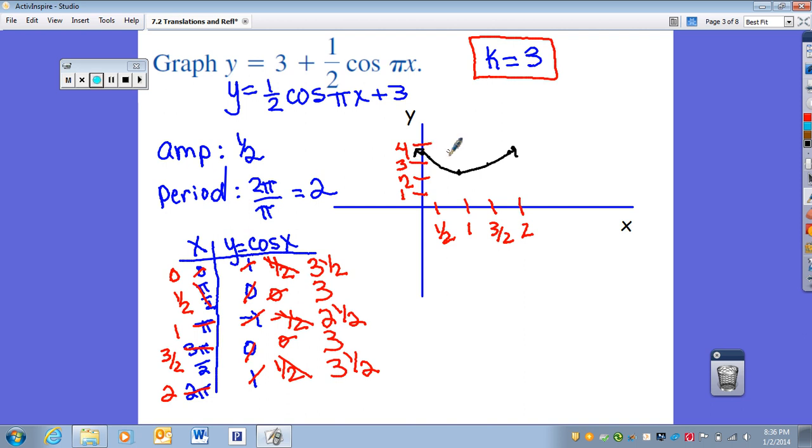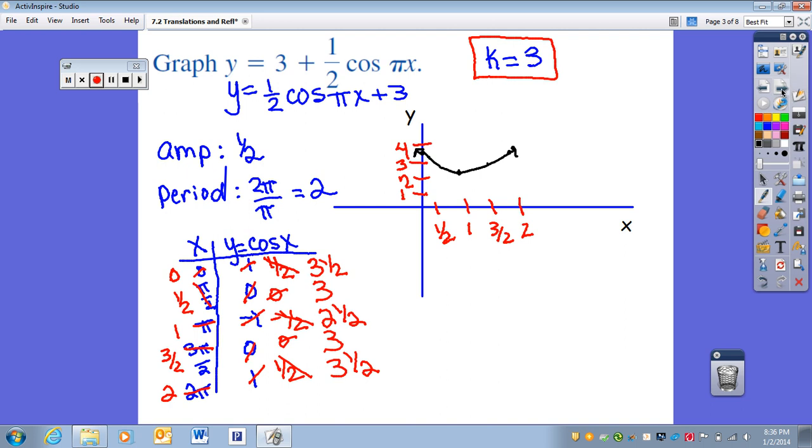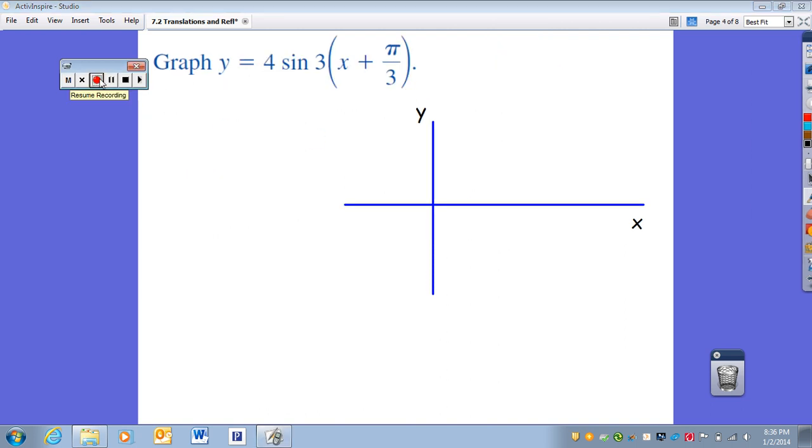Alright, let's move on to our next example. In this example, we have y is equal to 4 sine of 3x plus pi over 3. So the first thing we want to do is take a look at our amplitude. Remember, our amplitude is the absolute value of a, and in this case our amplitude is going to be a positive 4. Then we'll take a look at our period. Remember, our period is 2 pi divided by the absolute value of b, and in this case our b is 3, so our period will be 2 pi over 3.